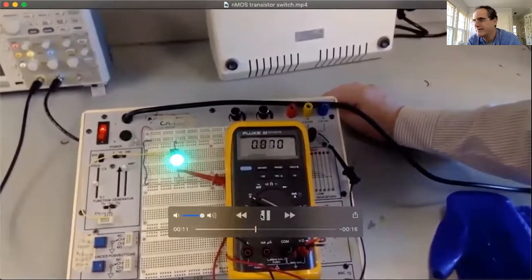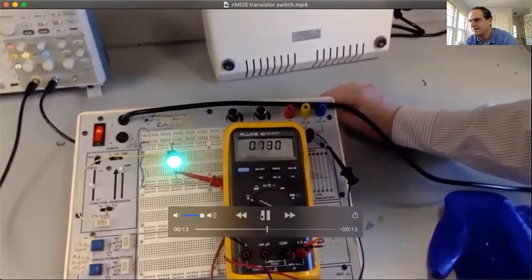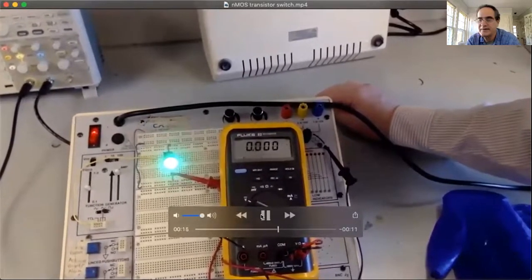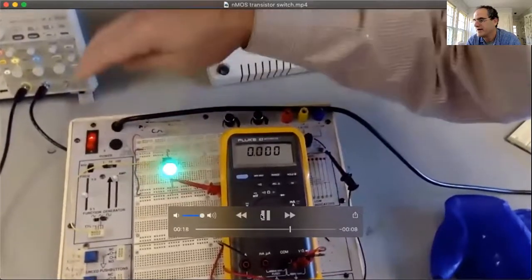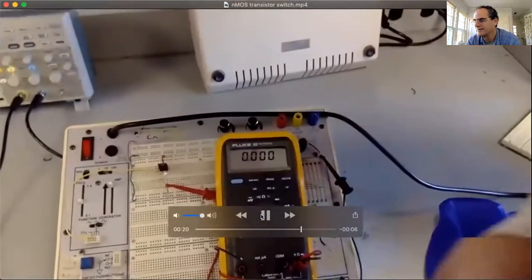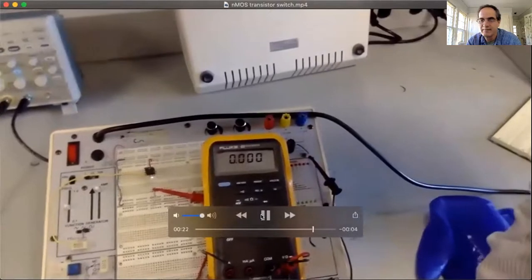Okay, well, there it is. Function generator, the transistor switch is operating, switching the current flow to the LED on and off. Okay? Perfect.